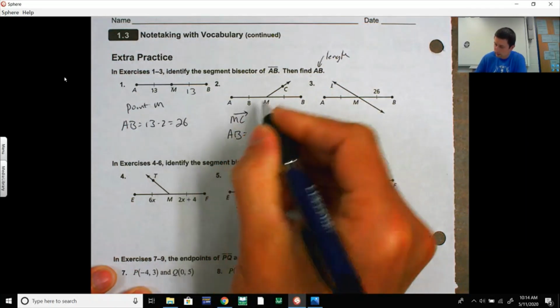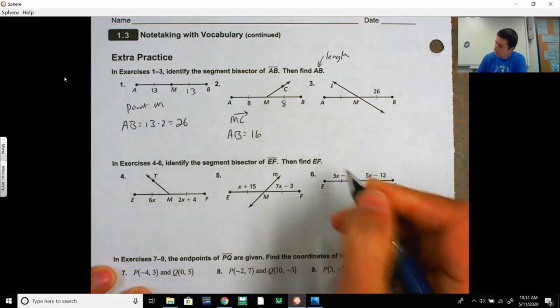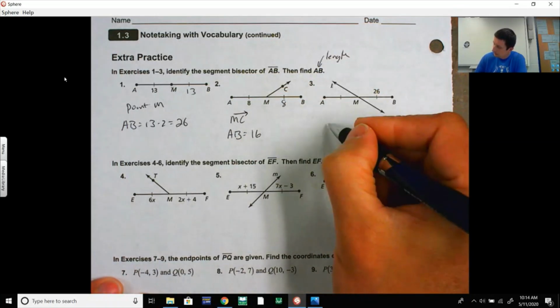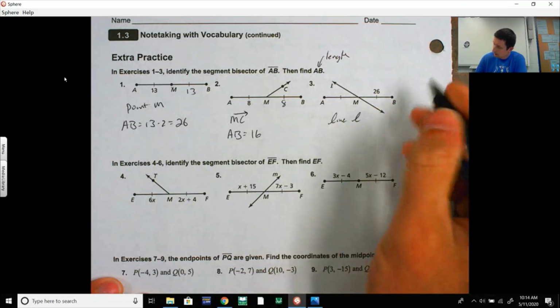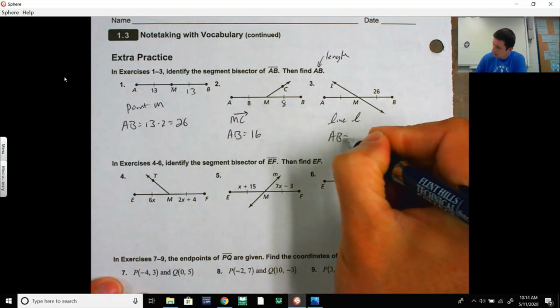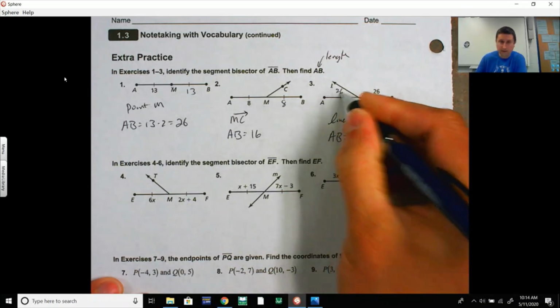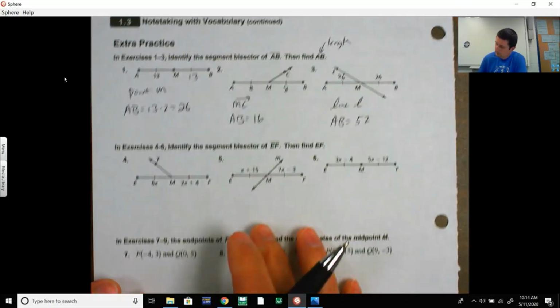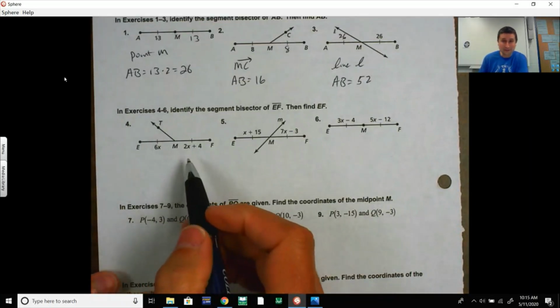The length from A to B, if that's 8, that's 8, has to be 16. Segment bisector here is line L. AB equals 52. If that's 26, that has to be 26. Get to use a little algebra here.